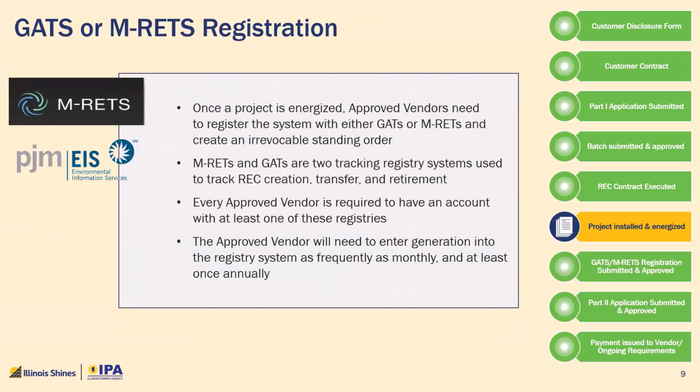Once a project is energized, approved vendors need to register the system within either GATS or MRETs and create an irrevocable standing order. These are the 2 tracking registry systems used to track REC creation, transfer, and retirement. Every approved vendor is required to have an account with at least one of these registries and will need to enter the generation into the system as frequently as monthly and at least once annually.